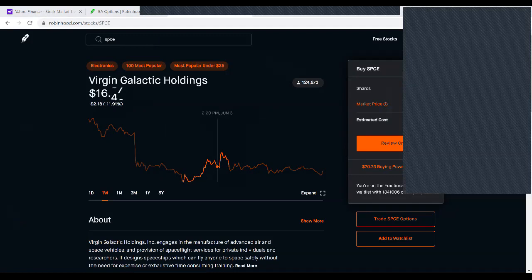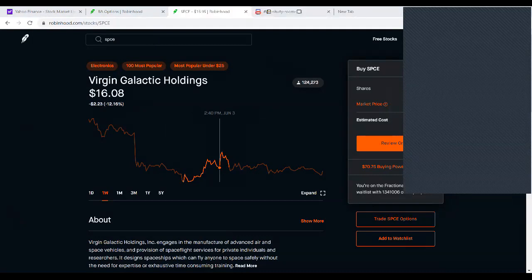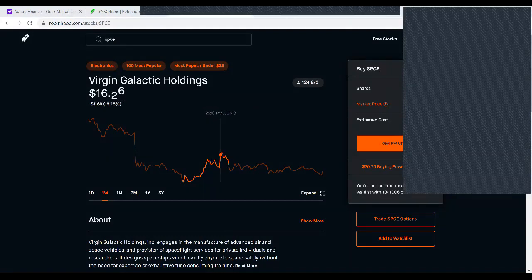So one thing you want to do with options is set your loss. If I buy Boeing for 205, I'll set my loss at, let's say, 180. I can move it down if I want, but I set it firm. I would have set this at $16, and obviously it didn't hit $16, it went right back up.